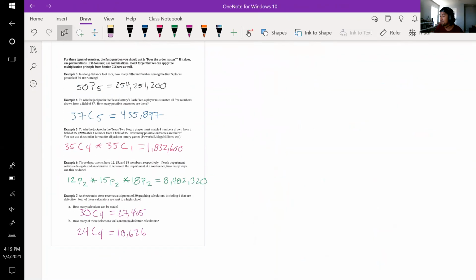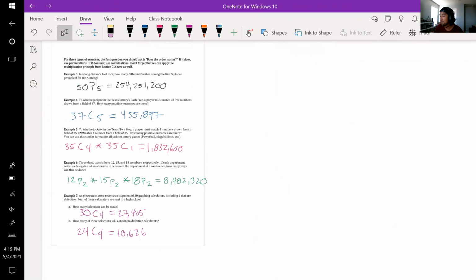All right, number six. A small combination lock has 3 wheels, each labeled with the digits, 10 digits, from 0 to 9. A, how many 3-digit combinations are possible if digits can be repeated? So this means I get 10 choices for the first digit, 10 choices for the second, and 10 choices for the third. So I get 1,000 possible choices for my combo if I can use the same number.